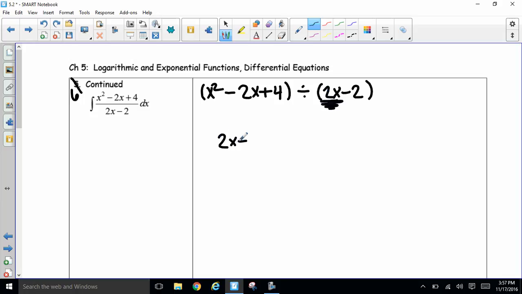So 2x minus 2 is out to the side. And then inside your division part, you have x squared minus 2x plus 4.